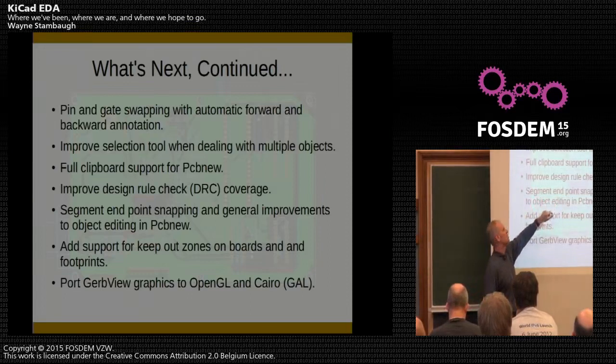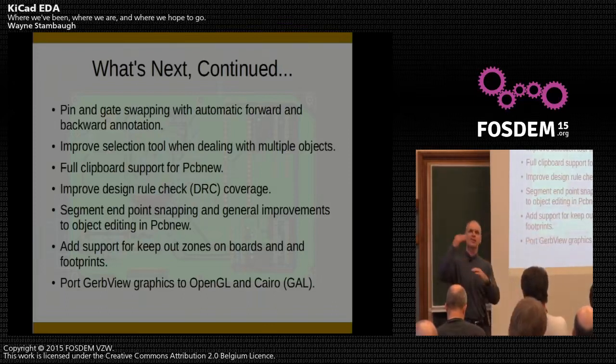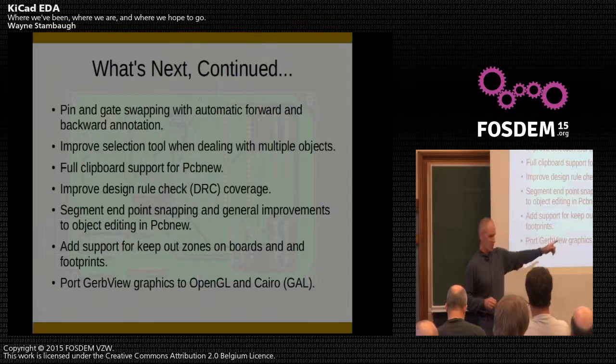The DRC's missing some bits and pieces. Drawing segments and stuff, a lot of people like endpoint snapping. Right now, you have to know exactly where you're drawing to get it to work perfectly. There are some enhancements we need to add to the zones. A lot of people like to use keepouts for preventing things getting too close together and whatnot. We also need to port the Gerber viewer as well.